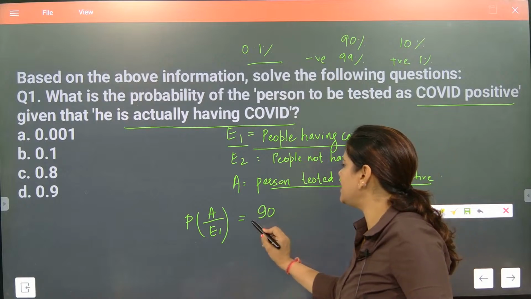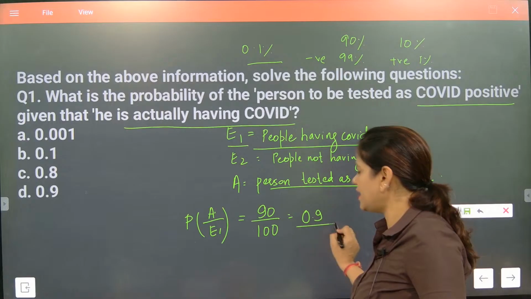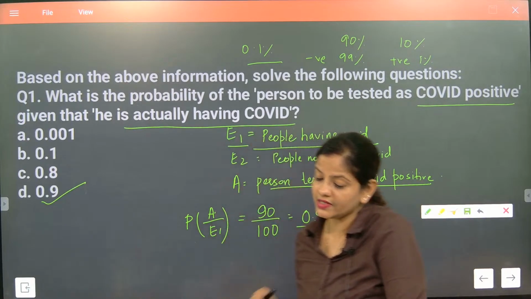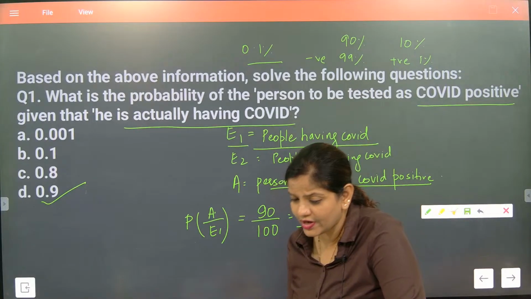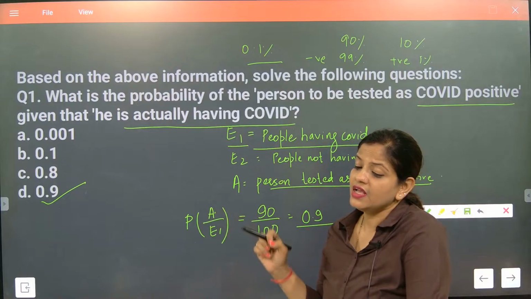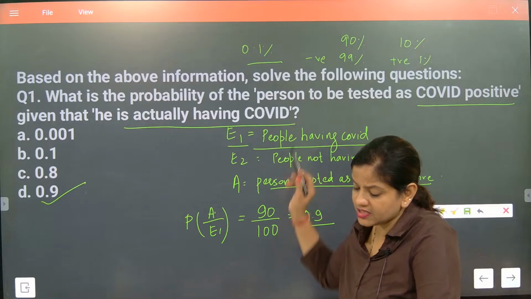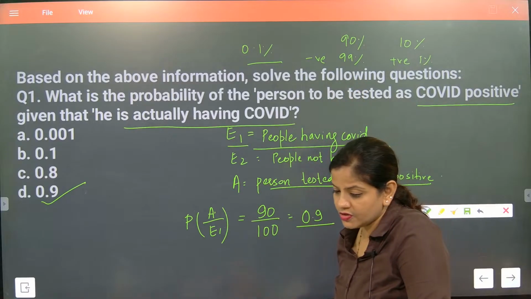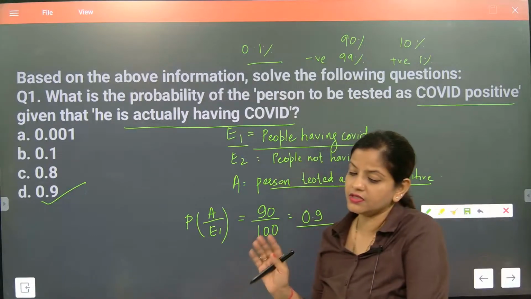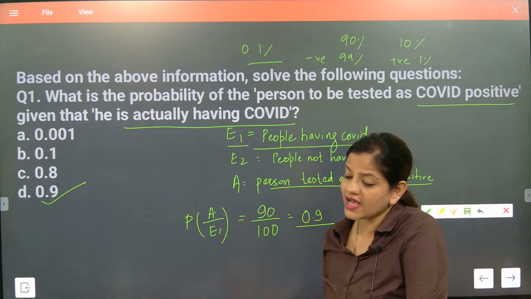That percentage will be coming as 90 by 100, so it is coming as 0.9. So which option is going to be the correct answer? 0.9 will be having COVID and will be tested. So what is the probability of the person to be tested as COVID positive given that he is having COVID? Got it? So definitely the 90% part is exactly coming to this part. 90% of this will be possible. So the correct answer will be 0.9. 0.9 will be tested positive and they will be exactly having COVID.